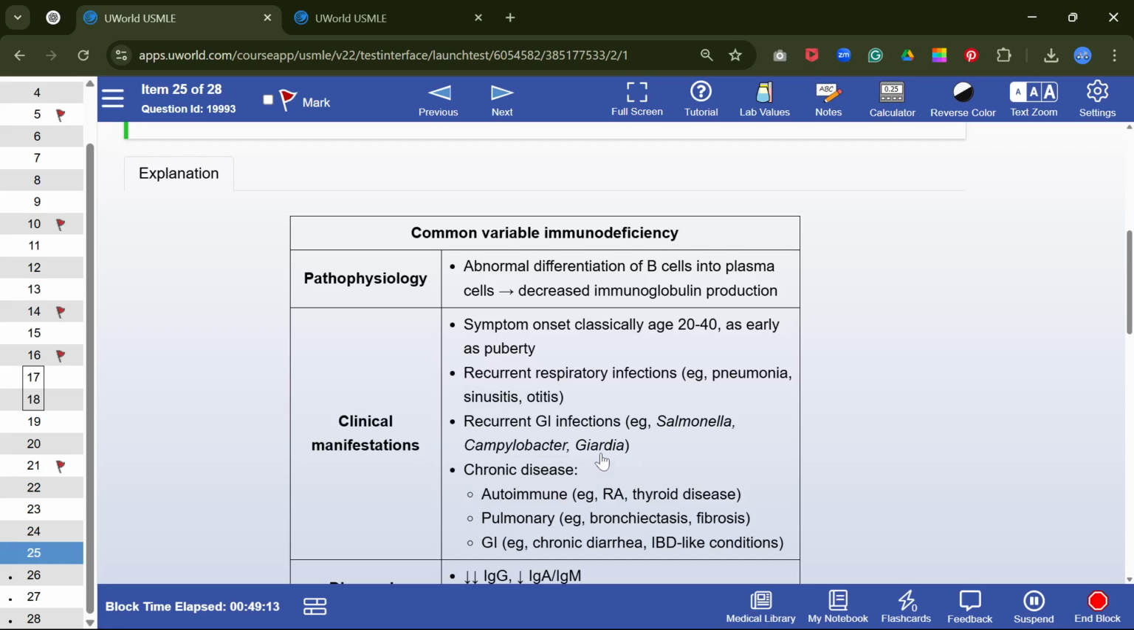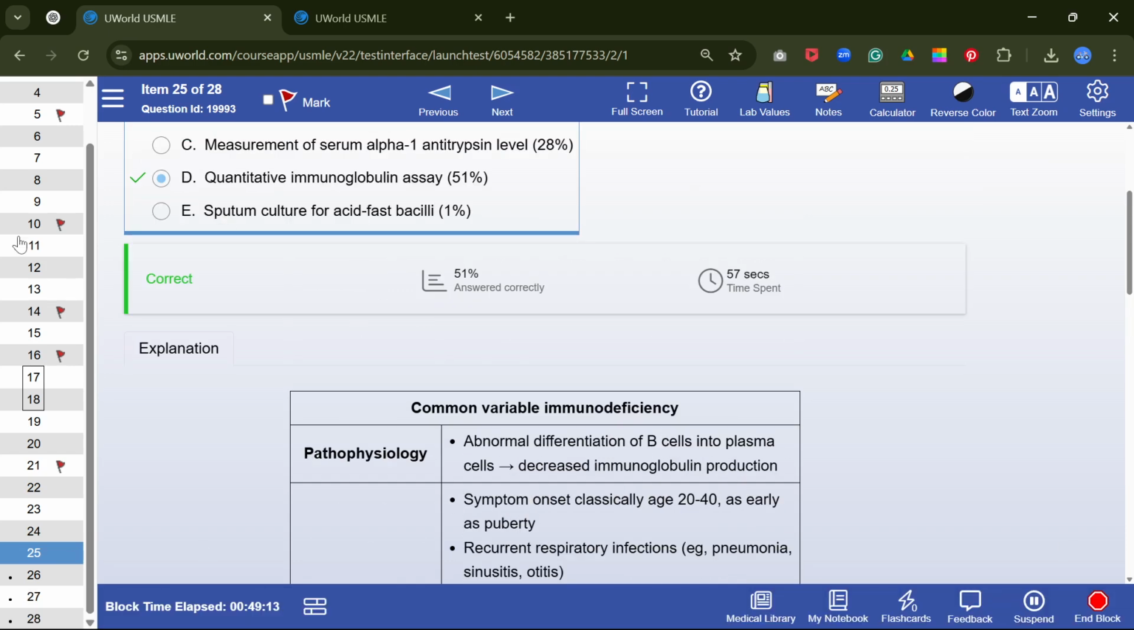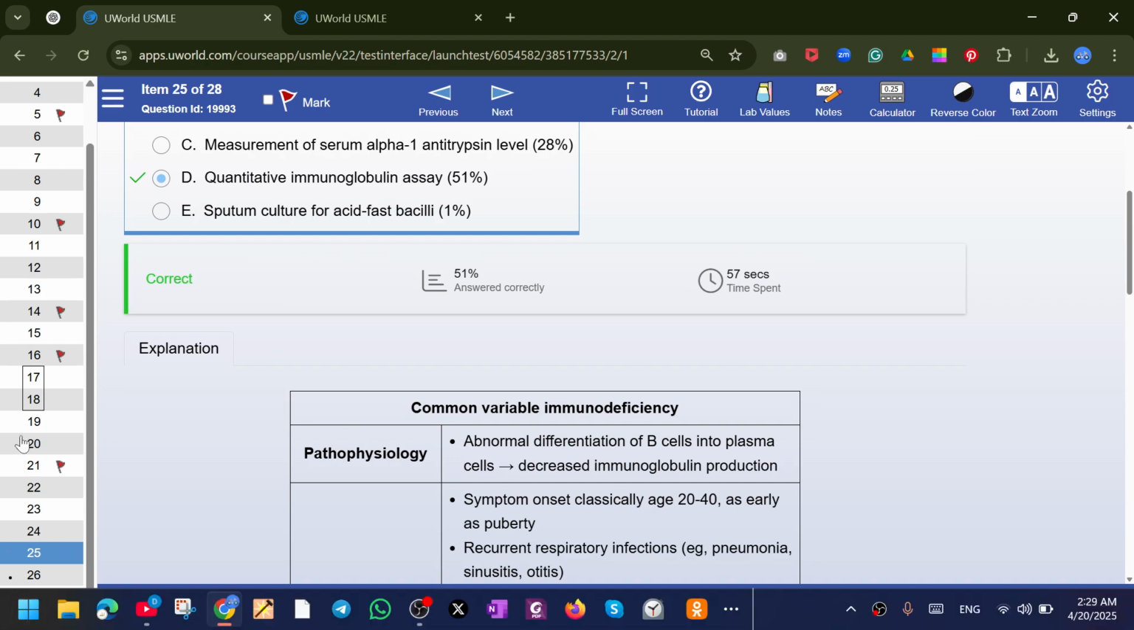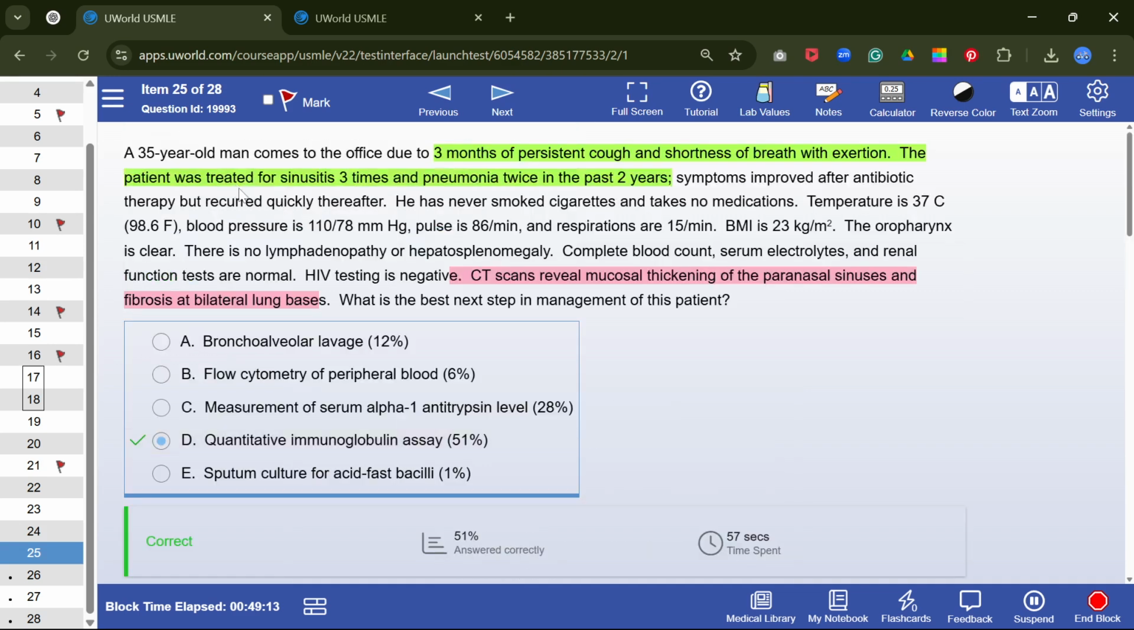If there are multiple infections like sinusitis, pneumonia, otitis media, and admitted multiple times, think about either Bruton or CVID. And if there is nothing about Bruton, Bruton is for babies. This patient is 35 years old, so it looks like CVID.